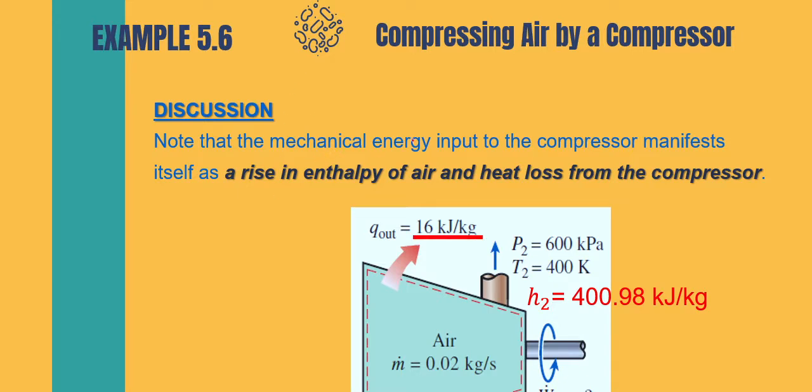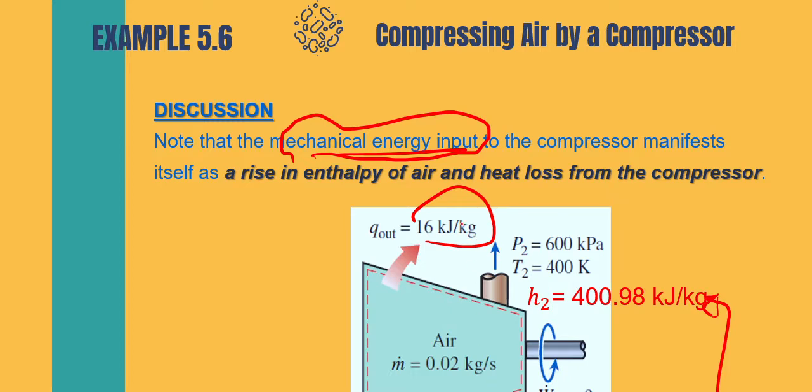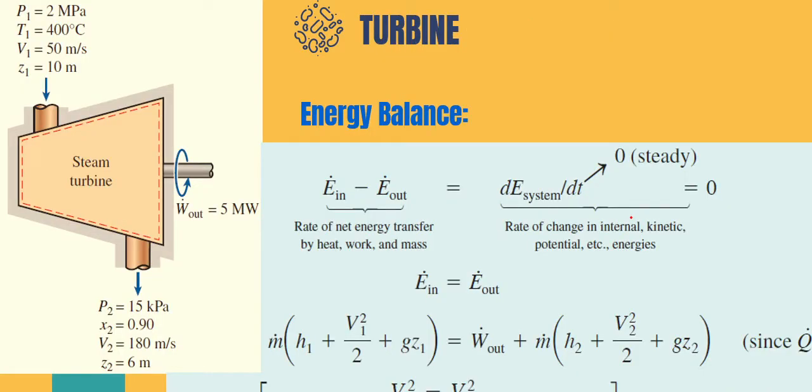Okay, next. Discussion. Note the mechanical energy input. Why mechanical? Because this requires work. Sorry, that's why it is mechanical energy. So mechanical energy input manifests itself as a rise in enthalpy, and you can see there is a rise in enthalpy and heat loss from the compressor. So now the work in is converted to what? Q out, and a rise in enthalpy, right? So that's all for this example. Next.